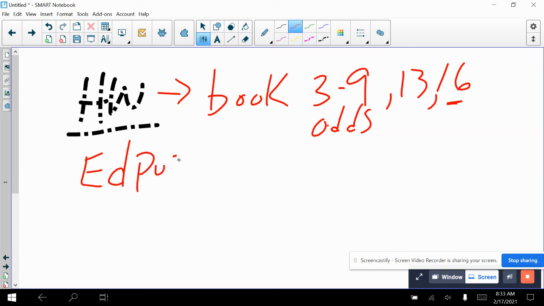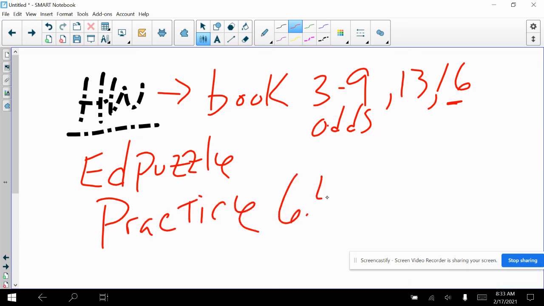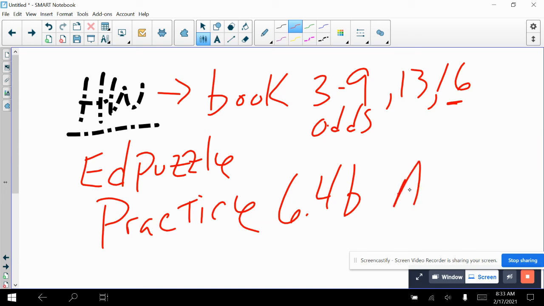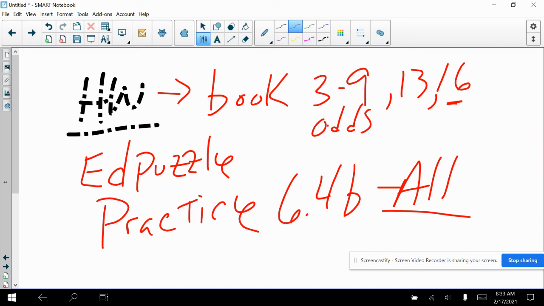You have an Ed Puzzle. Then you have practice, since you only have like 4 problems up there. You have practice 6-4B. You need to do all of them. You need to use your Desmos calculator. If you need to use the cheat sheet for the formulas, you need to do that. You will be able to use that stuff during the quizzes and the test. Absolutely. If you're using it now, you're going to be able to use it on the quizzes and tests.